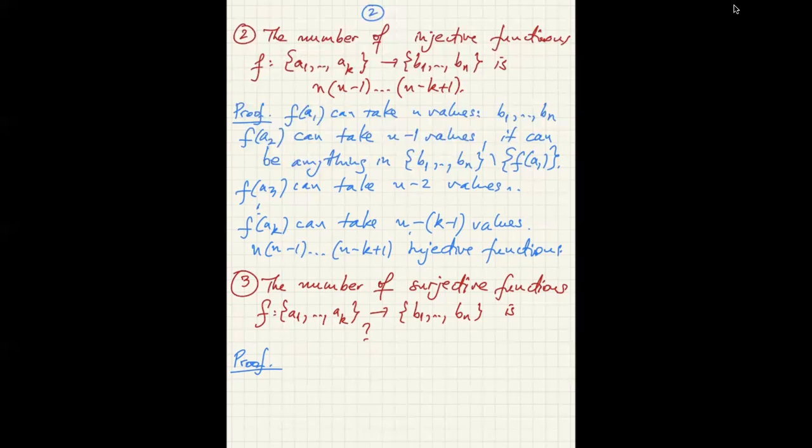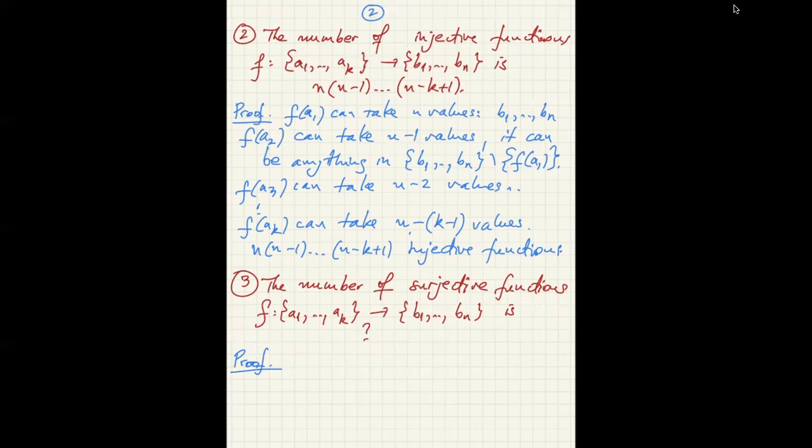And here, the argument cannot be similar to the previous two, because a surjective function can take repeated values, and it seems a little bit more complicated, for each value b1, b2, bn, to try to break down all these functions f according to how many elements are in the preimage of b1 and so on, how many are in the preimage of bn. So here, what we'll use instead is the principle of inclusion-exclusion.